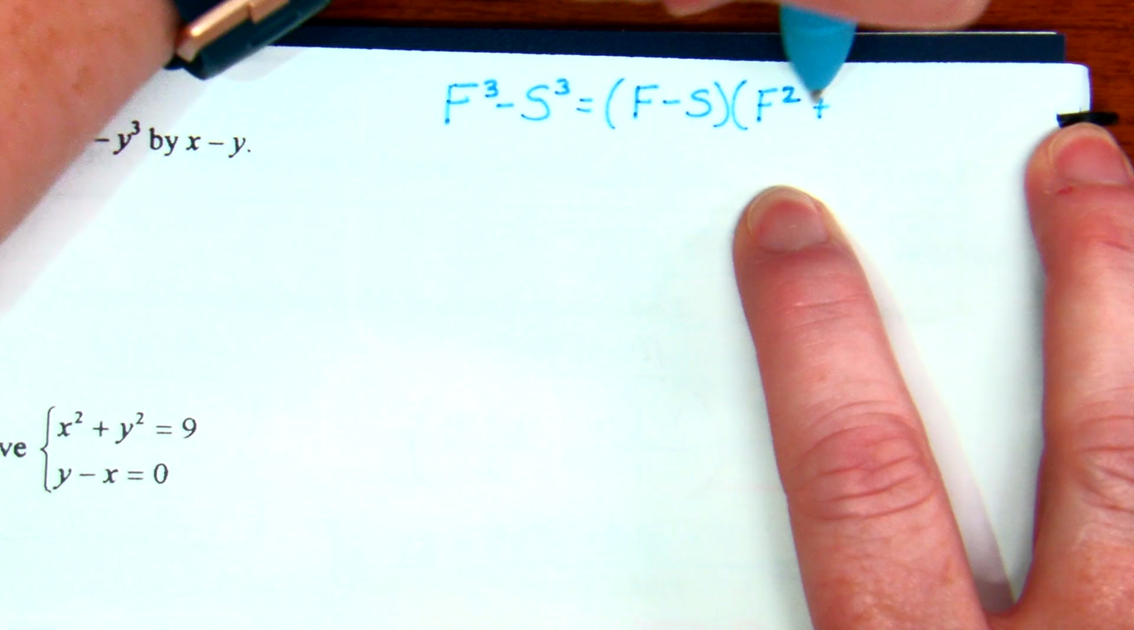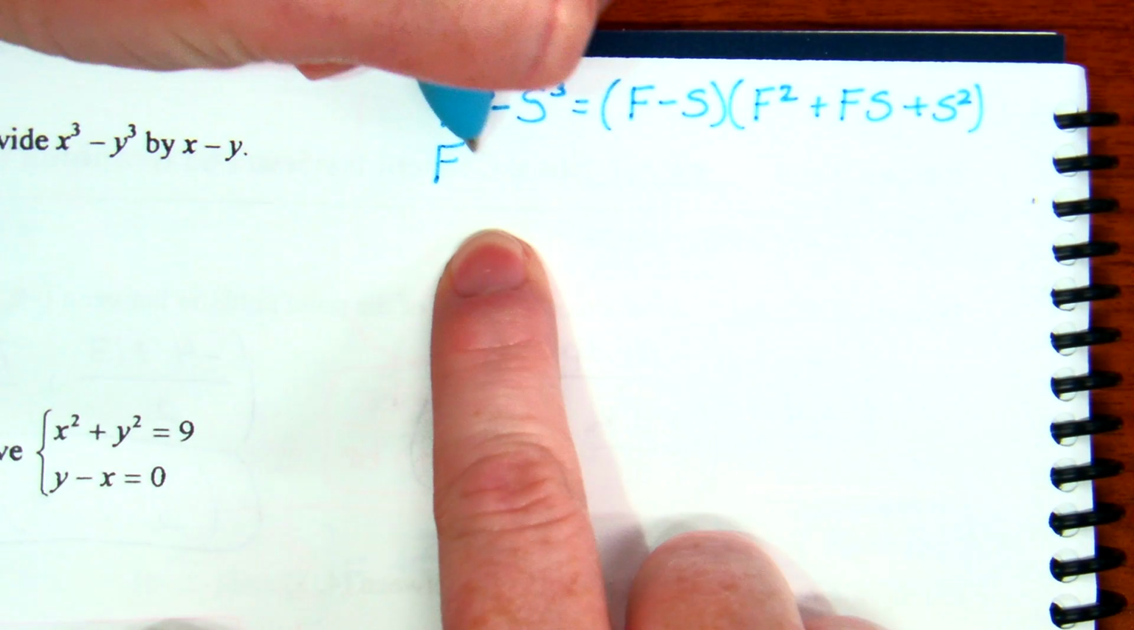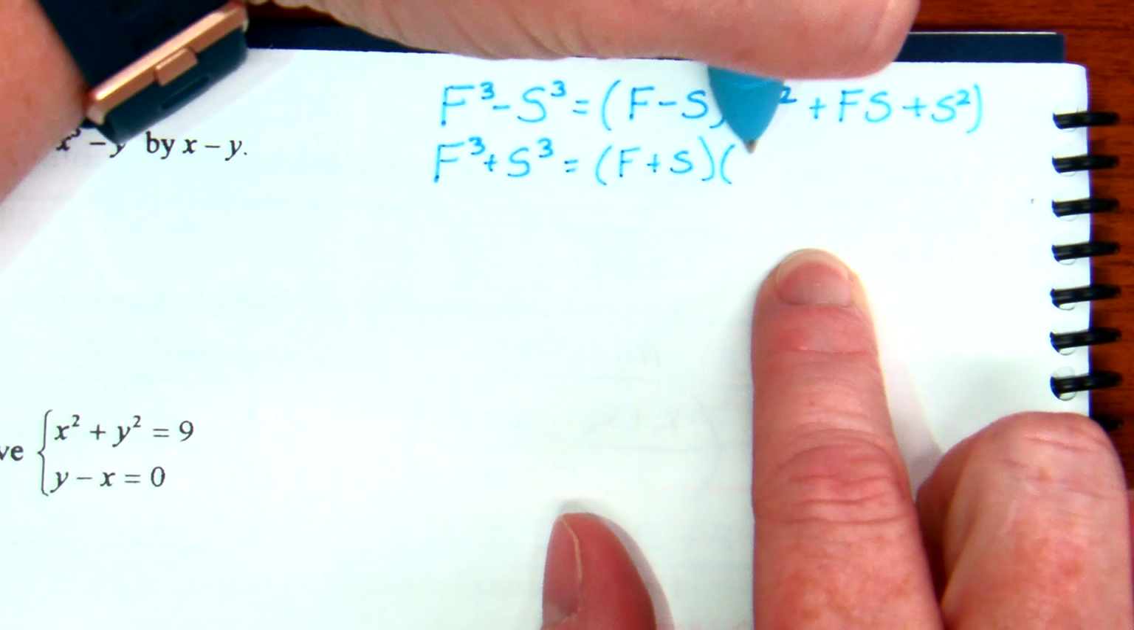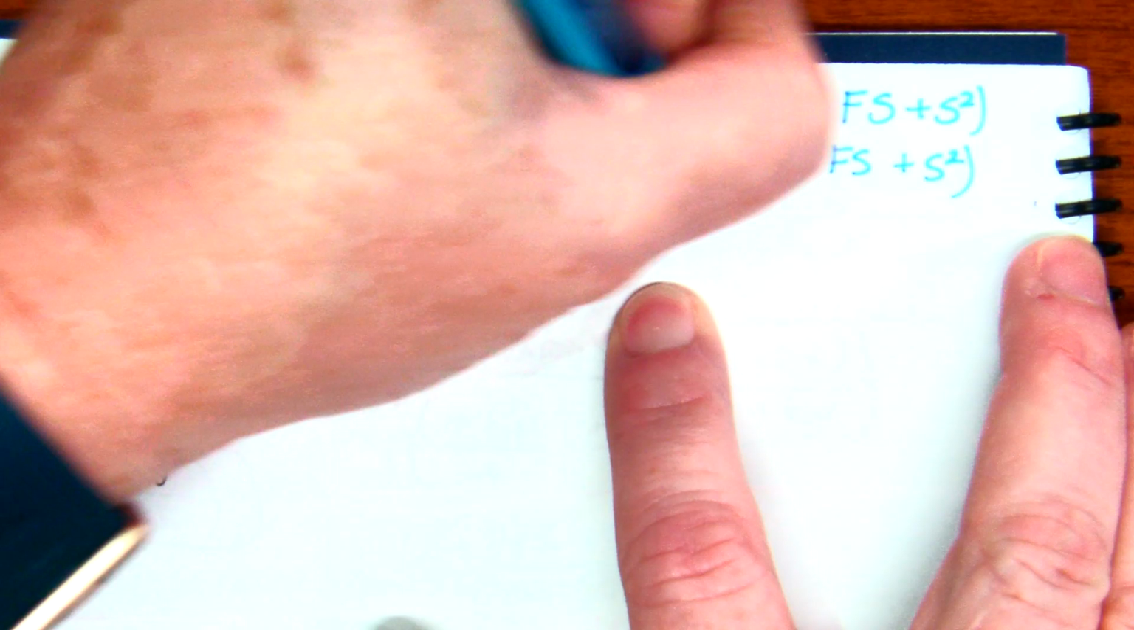But I can also, just the same, say f cubed plus s cubed. And then that factors into f plus s, and f squared minus fs plus s squared. With some practice, those will stick. It's just practice.